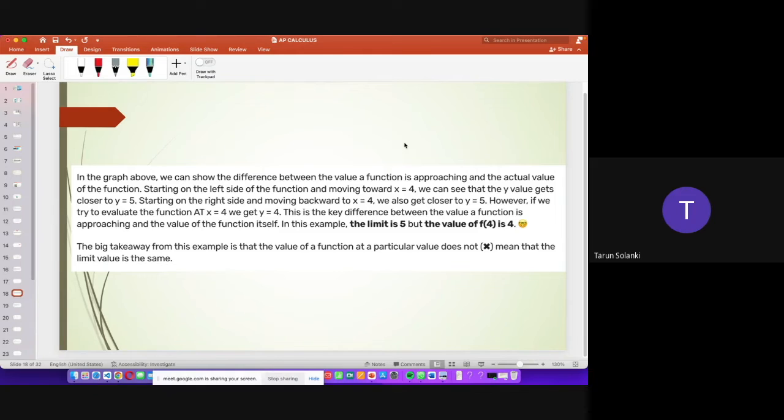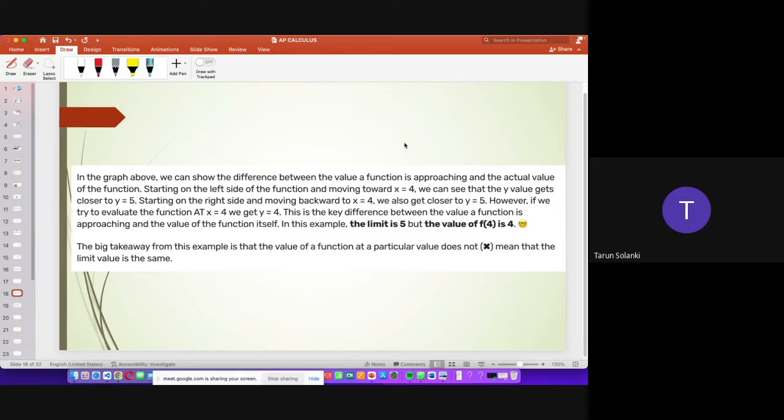Starting on the left side of the function and moving towards x equals 4, we can see that the y value gets closer to y equals 5. Starting on the right side and moving backward to x equals 4, we also get closer to y equals 5, right? But if we evaluate the function at x equals 4, we get y equals 4. So this is the key difference between the value the function is approaching and the value of the function itself. In this example, the limit is 5 and the value of f(4) is 4, right?